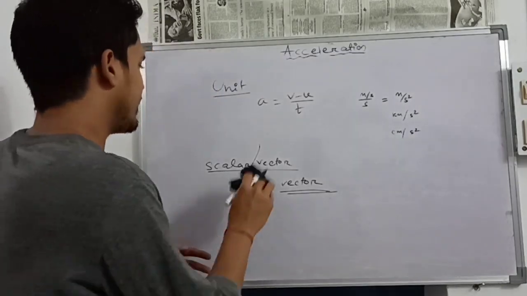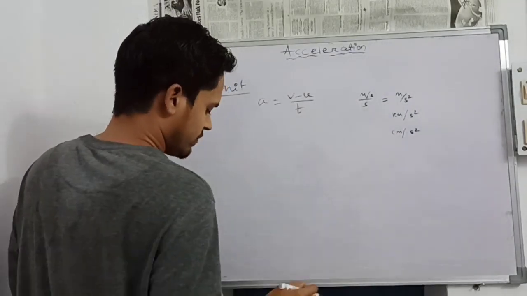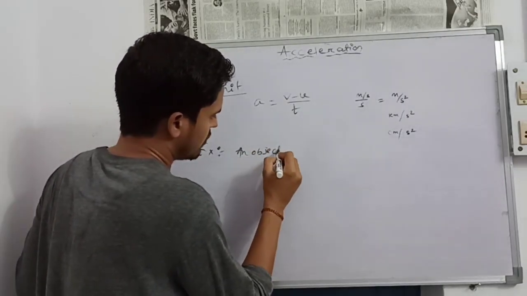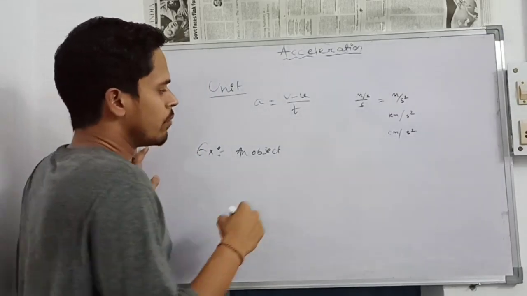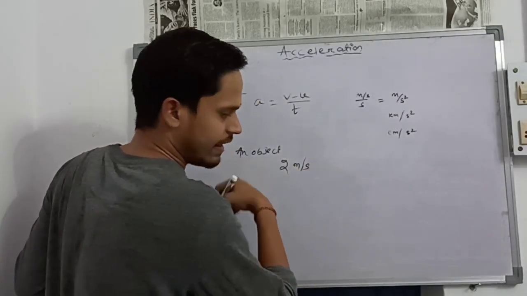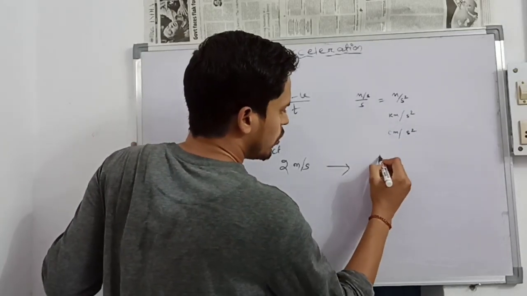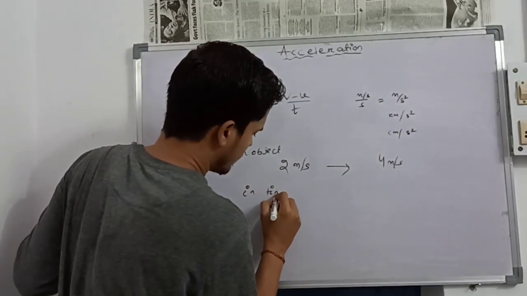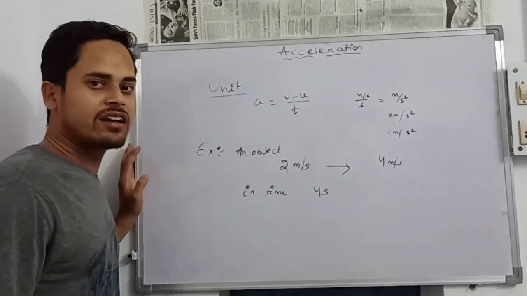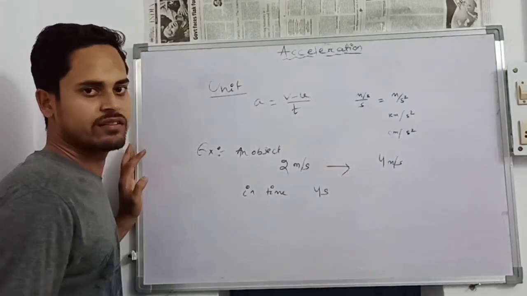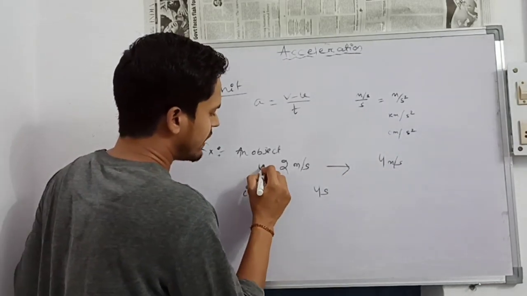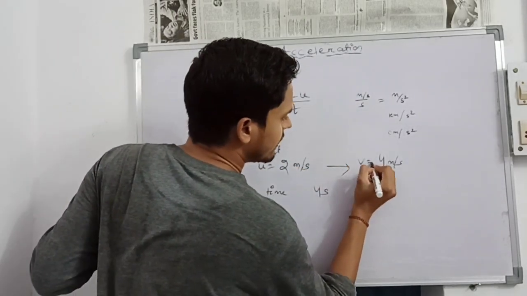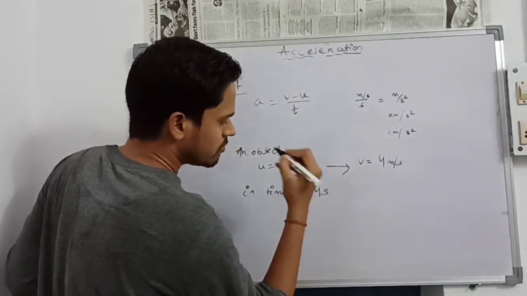After this we will take an example about acceleration. An object changes its velocity from 2 meter per second to 4 meter per second in 4 seconds. Find the acceleration of the object in these 4 seconds. The question is like this. So here you can find initial velocity u is 2 meter per second, final velocity v is 4 meter per second, time equal to 4 seconds.